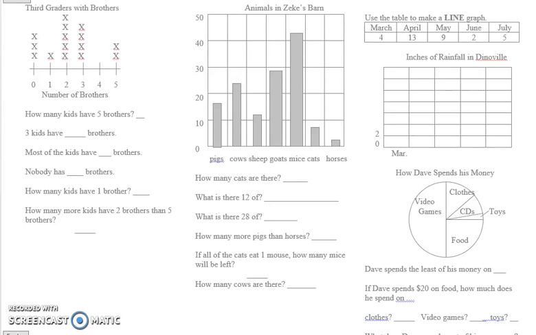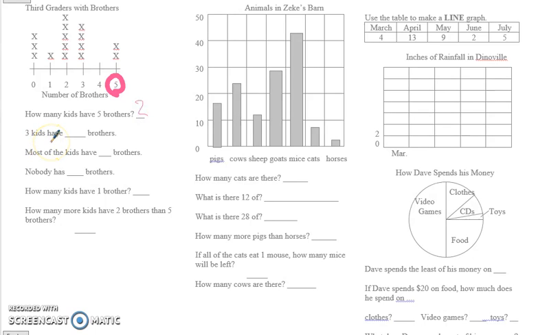Alright, we got K10, the second part of the study guide. Starting with a line plot, we have third graders with brothers, and now we got the number of brothers. How many kids have 5 brothers? So right here would be if I have 5 brothers. And so above there are 2, so 2 kids have 5 brothers.